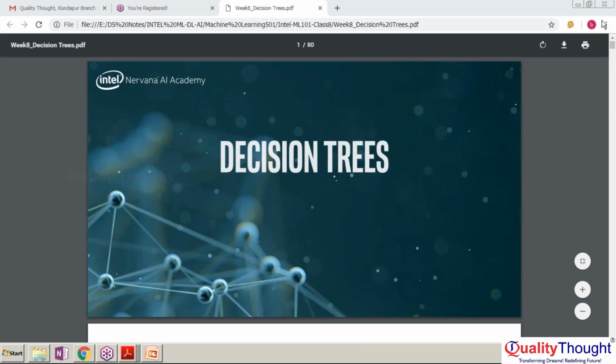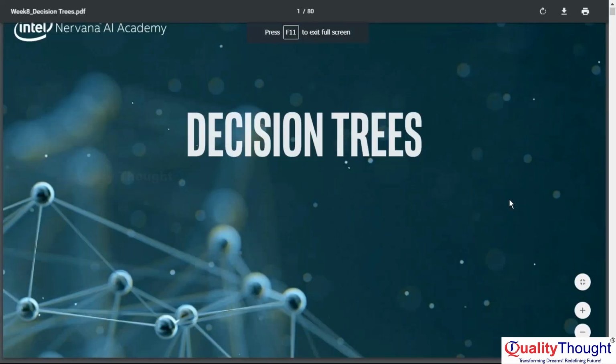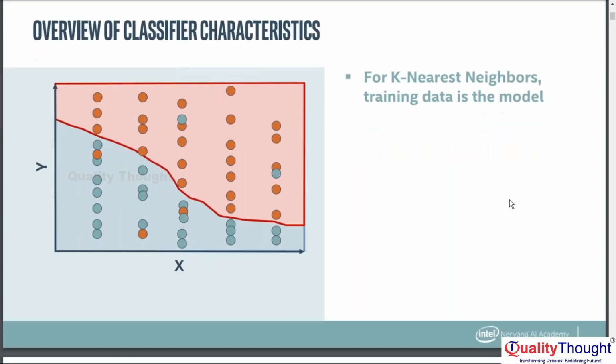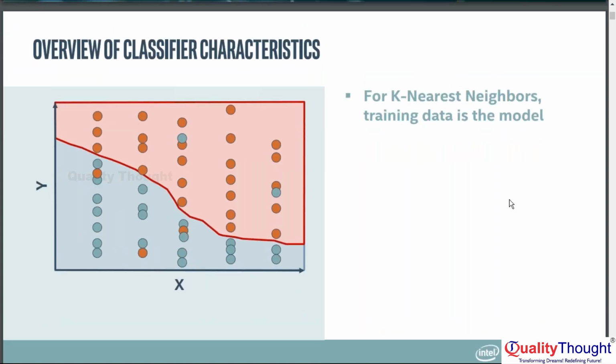So yesterday I just showed you an example of decision trees, but we need to understand the concept behind that. So let us understand the concept in decision trees, guys. We have just gone through the classifier characteristics. When we discussed classifiers, the very first classifier that we understood is the KNN classifier. KNN means K nearest neighbors, where it goes through the segmentation or classification of the data.